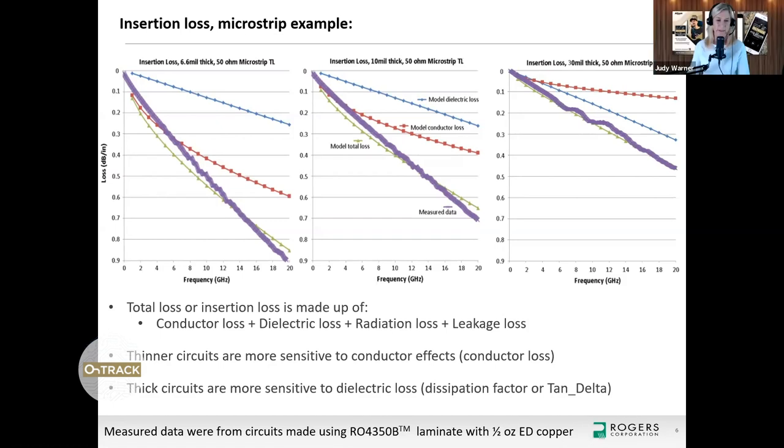That makes perfect sense. I also noticed that you're on the Rogers 4350B laminate here. Right.